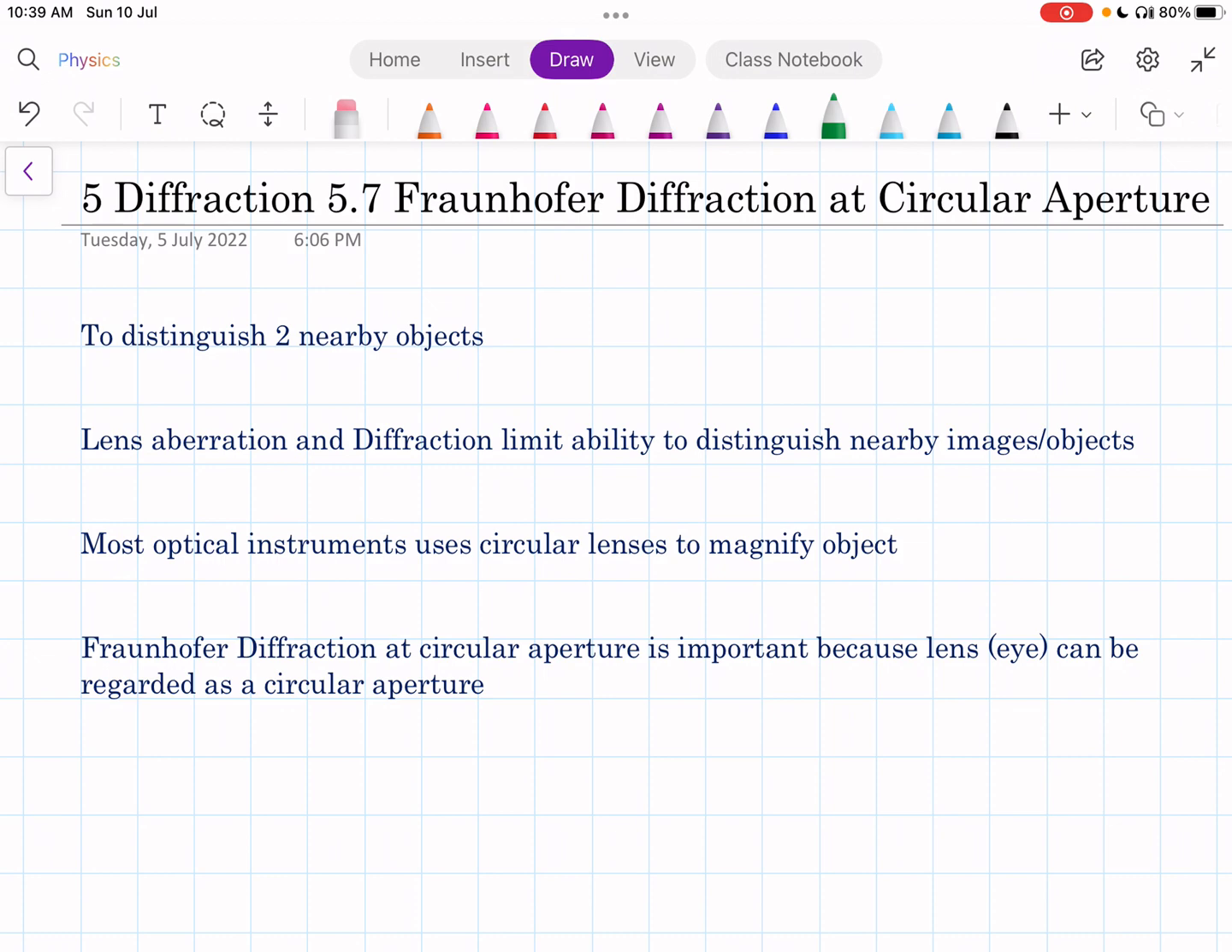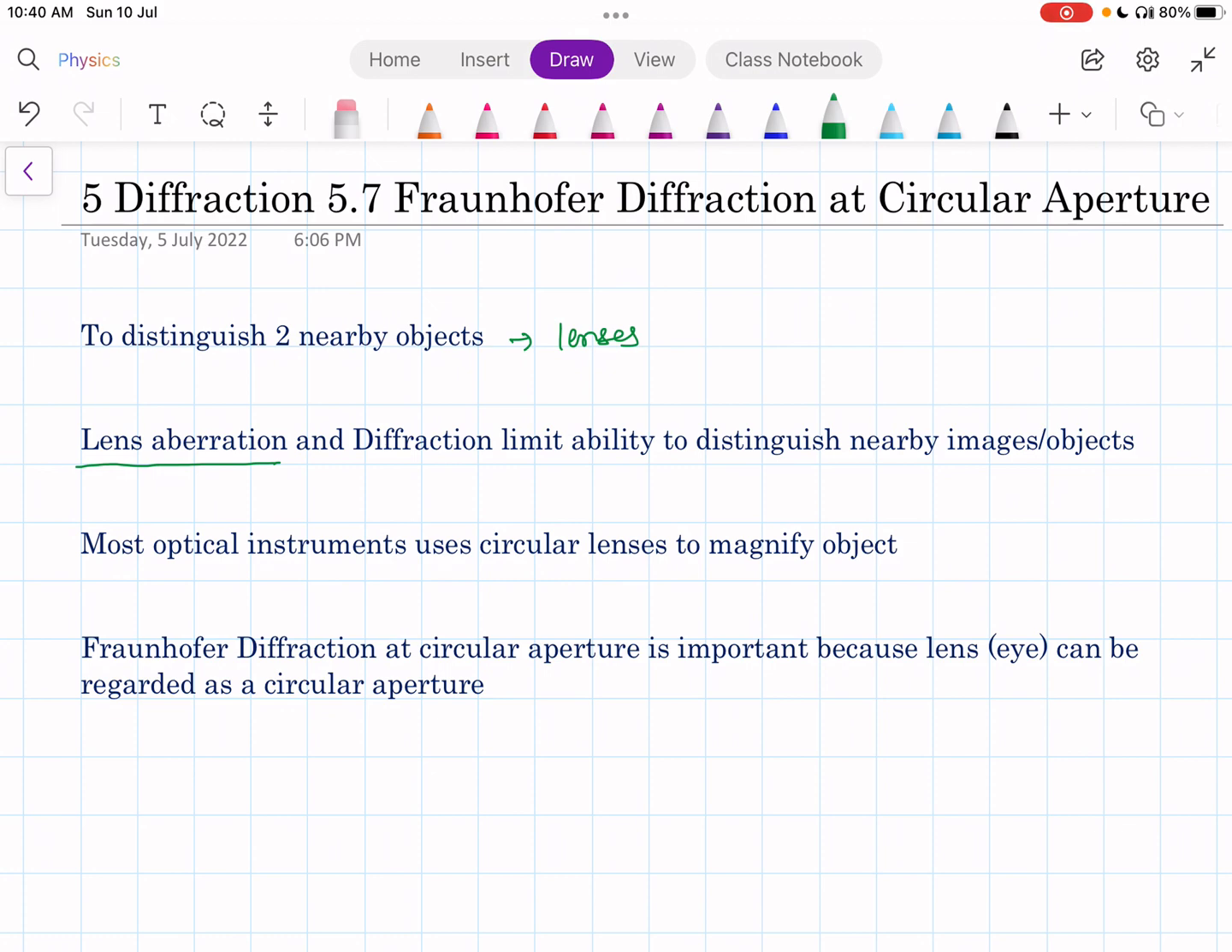As you are aware, to distinguish two nearby objects, lenses are used. For example, in the case of a telescope or a microscope, to see nearby objects or to magnify them, we are using lenses. Now there is a problem with using lenses. The first problem is lens aberration. Lens aberration is nothing but the inability of light rays to focus at a single point.